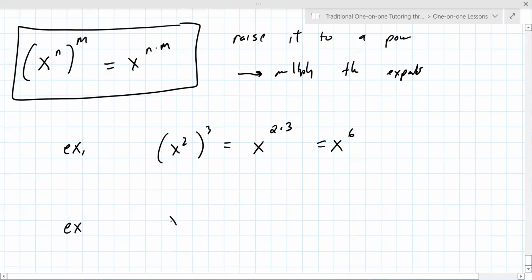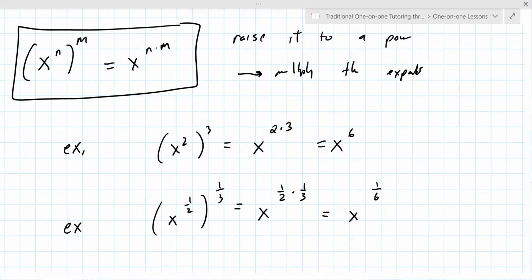Let's say it's x to the 1/2 to the 1/3 power. This becomes x to the 1/2 times 1/3. And I think this is where, as a student, you have to pause and say, okay, I was adding, but now I'm multiplying. What's the difference? Oh, I multiply the tops and multiply the bottoms. There are a lot of rules, a lot of mixtures, and you have to be able to work between those.